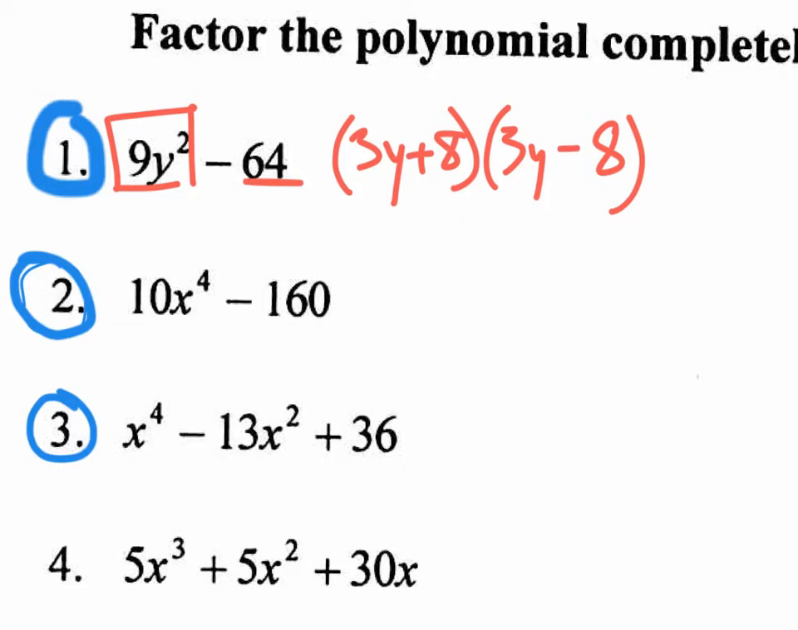Number two, same exact concept, but what you need to do first before anything is try to pull out what's in common. So on number one, you have a 9 and a 64. There is nothing in common. You can't pull out a y from both terms. You can't pull out a 9, not even a 3 from both terms. There's nothing to pull out. But on number two, you have a 10 and you have 160. So you know you could at least pull out the multiple of 10. So let's do that. Let me pull out the 10.